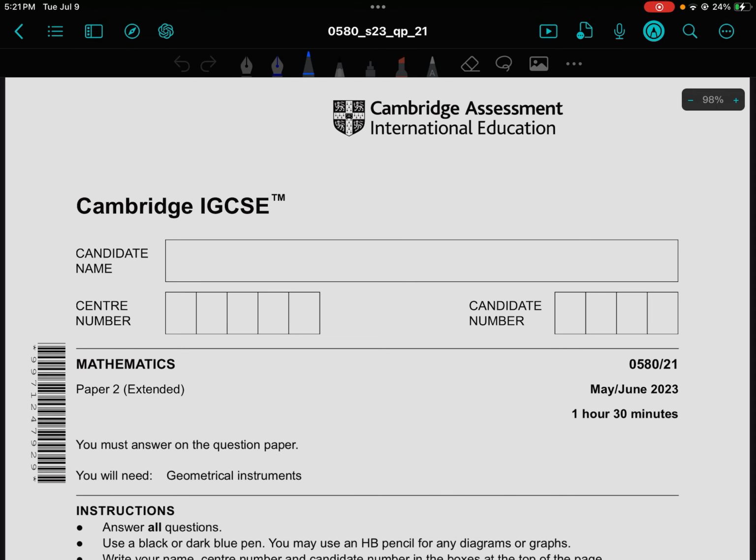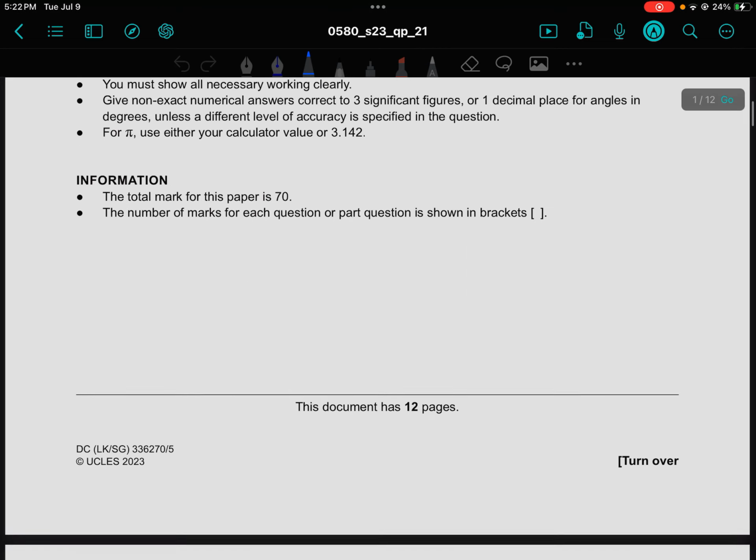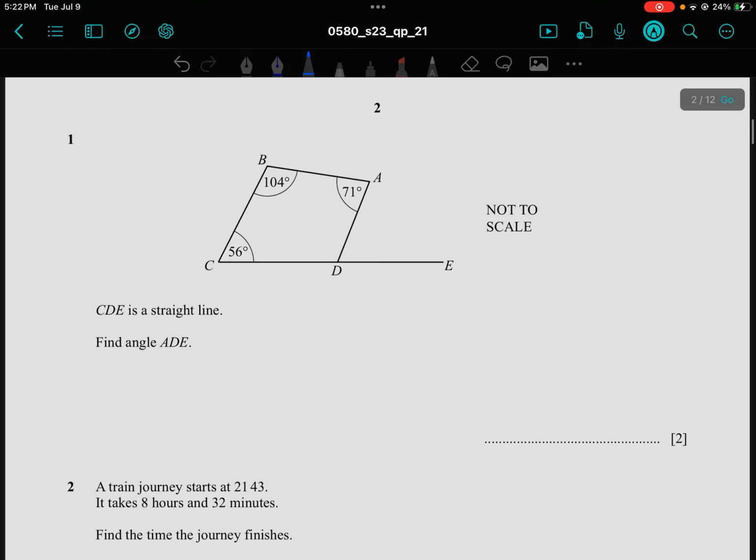Hello everyone. Today we are going to solve Cambridge IGCSE paper May-June 2023 paper 2 extended paper. Coming to question number 1.